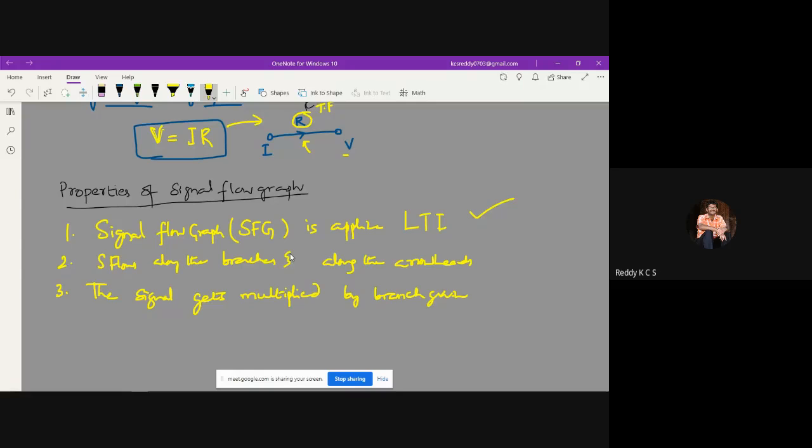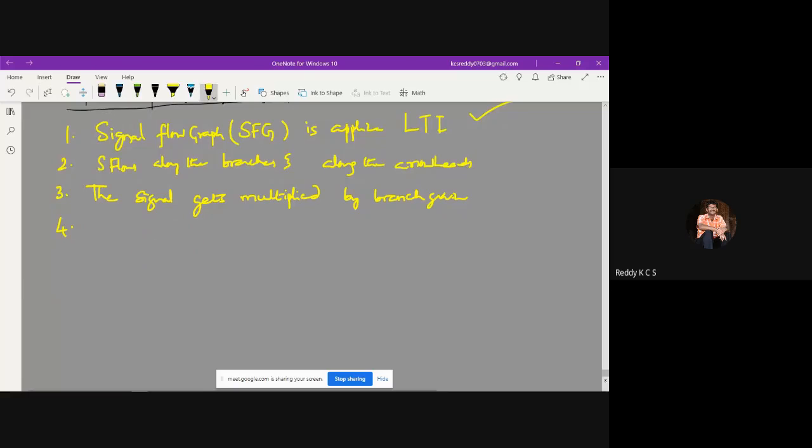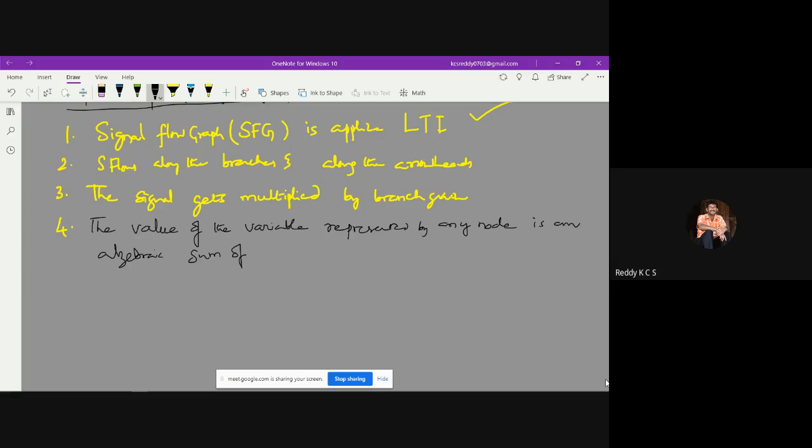Then the fourth is very important. The fourth point: the value of the variable which is represented by any node is an algebraic sum of all the signals entering at the node.